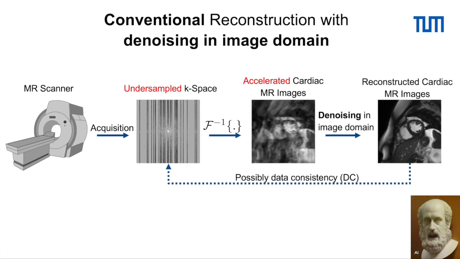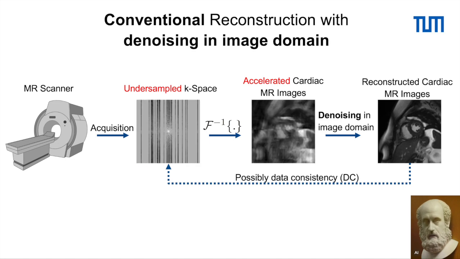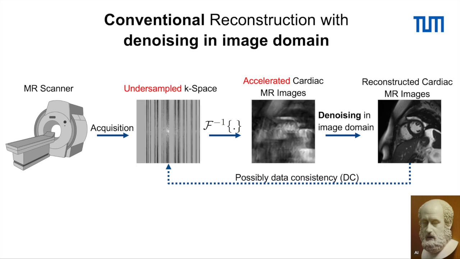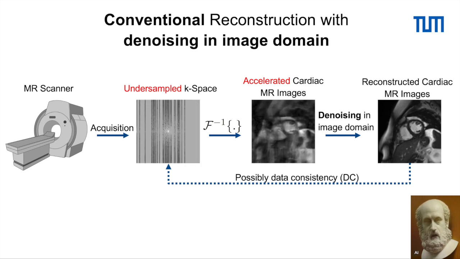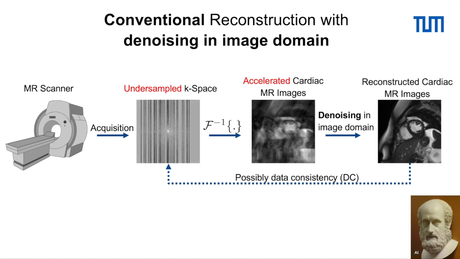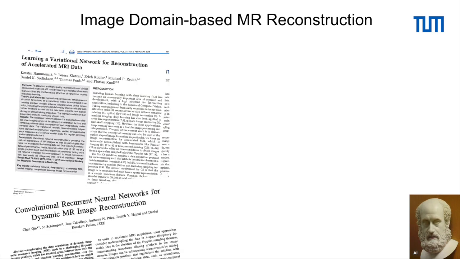Conventional methods usually handle the MR reconstruction problem in the image domain after the Fourier transform, for example using an image domain denoising prior. An extra DC term is usually applied to ensure the data consistency to the K-space. However, there are some limitations of image domain-based methods.